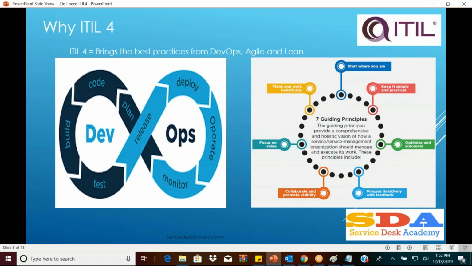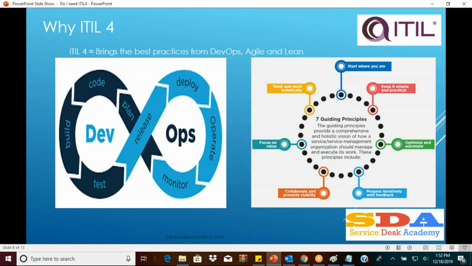And why? What is the reason? Why couldn't we just go with ITIL v3? The reason is today we have already entered the so-called fourth industrial revolution. Right? We have entered the age of Industry 4.0, where we are working with IoT, the Internet of Things.